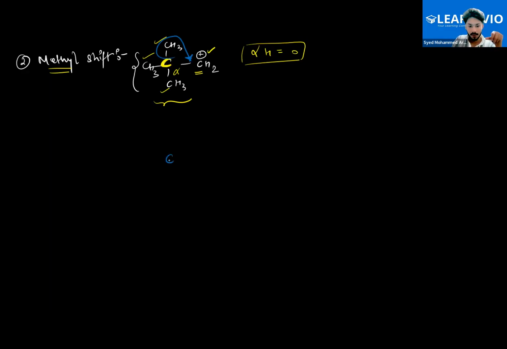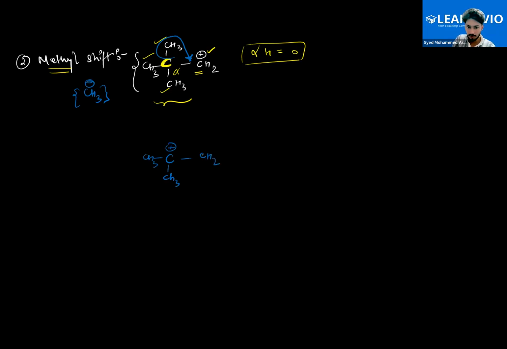Let's see. So my CH3 minus, this is going to shift. So what will be left if the two electrons go with this CH3, the methyl? Then the positive sign will come up here. Fine. And this is the same CH3 and this is the same CH3. Now this is my CH2.